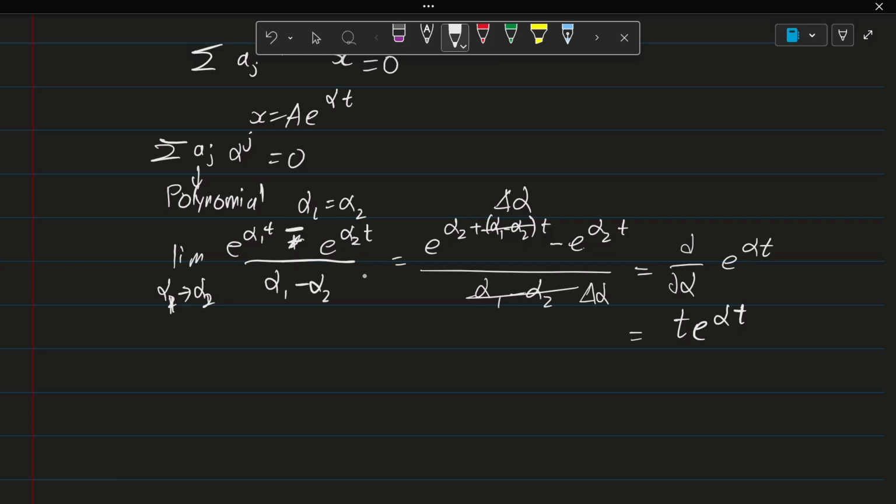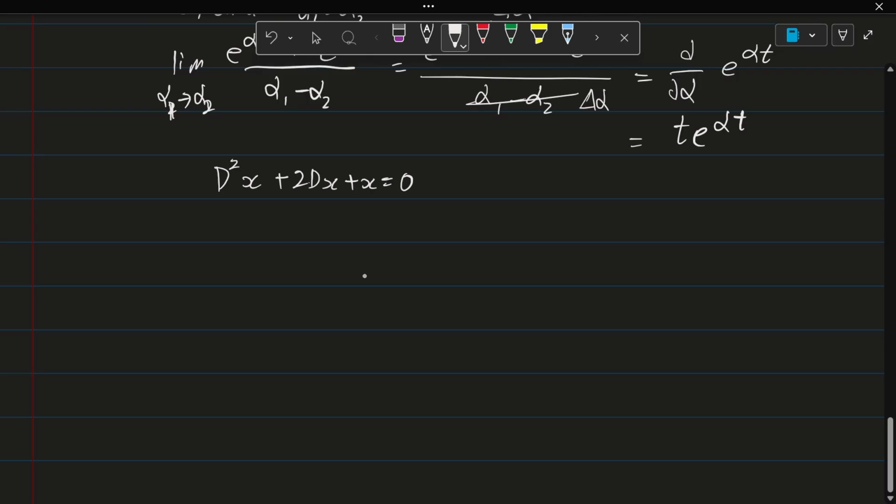Something like, let's say, if you have d squared x plus 2 dx plus x equals 0, you might need this type of solution for it to solve the problem. So let's do an example of how you use these methods of e to the power alpha t. Let's do a problem in which you have a mass and spring, and you also have a dampener as well.